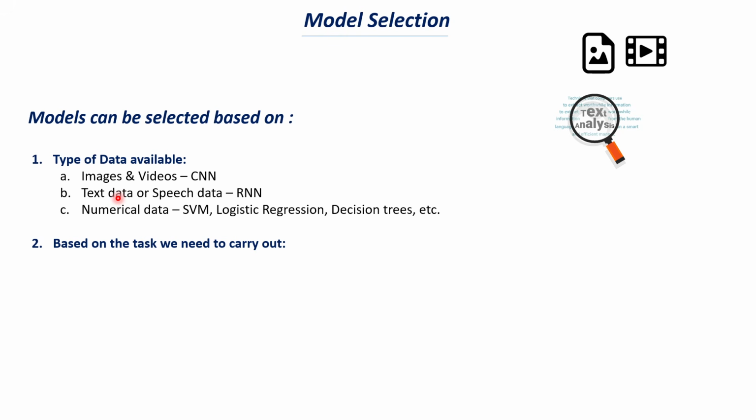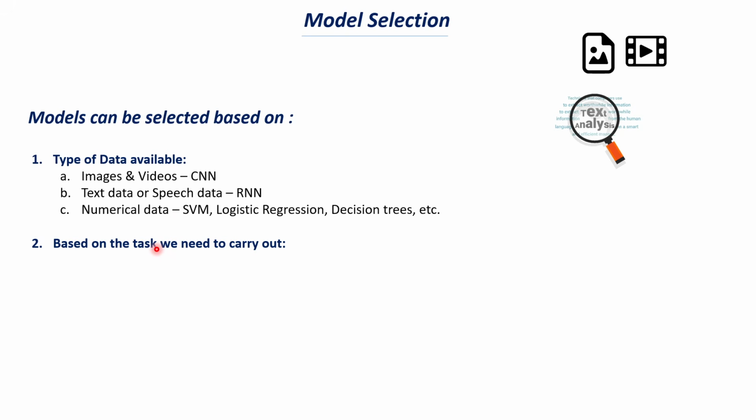So that is why we move with deep learning for image, text and speech types of data, and work with SVM, logistic regression, and these kinds of simple machine learning models when it is numerical data. And second, based on the task, how can we select the model?